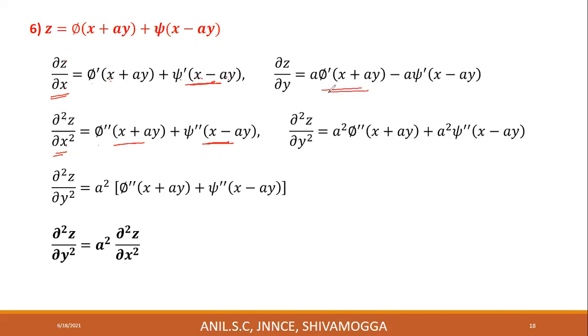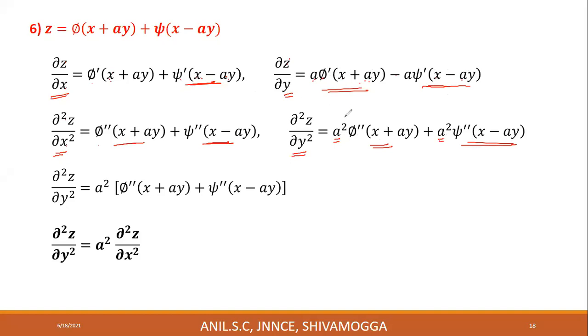Similarly, differentiate this equation del z by del y partially with respect to y. Derivative of del z by del y is denoted by del square z by del y square. Here a is constant, keep it as it is. Derivative of phi dash x plus ay is phi double dash x plus ay, and derivative of x plus ay partially with respect to y is a into a is a square. Derivative of psi dash x minus ay is psi double dash x minus ay, and derivative of x minus ay partially with respect to y is minus a into minus a is plus a square.